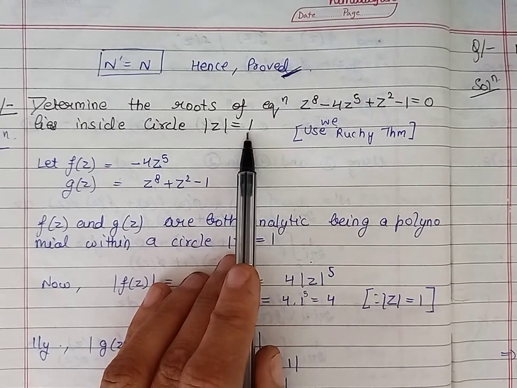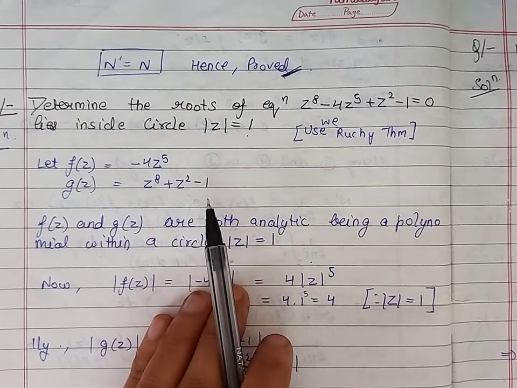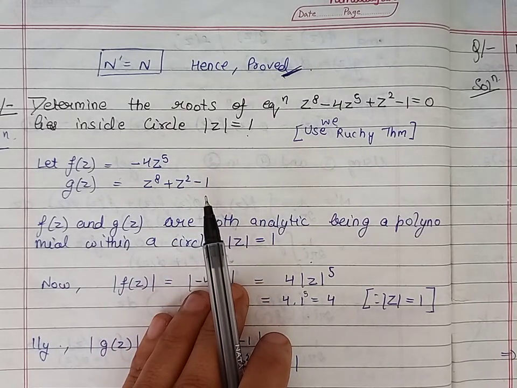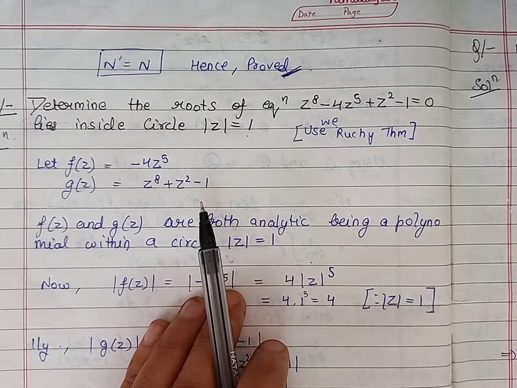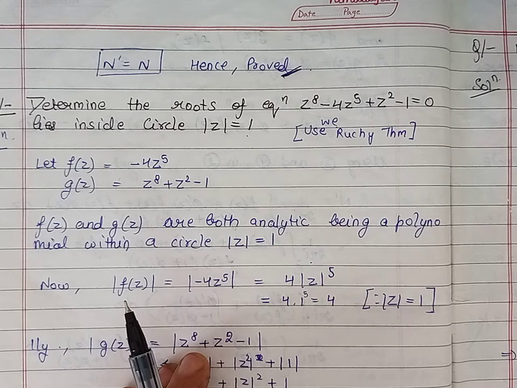According to Rouche's theorem, if we have two functions f and g which are analytic inside and on a simple closed contour such that |g| is less than |f|, then the functions f and f plus g both have the same number of zeros inside C.